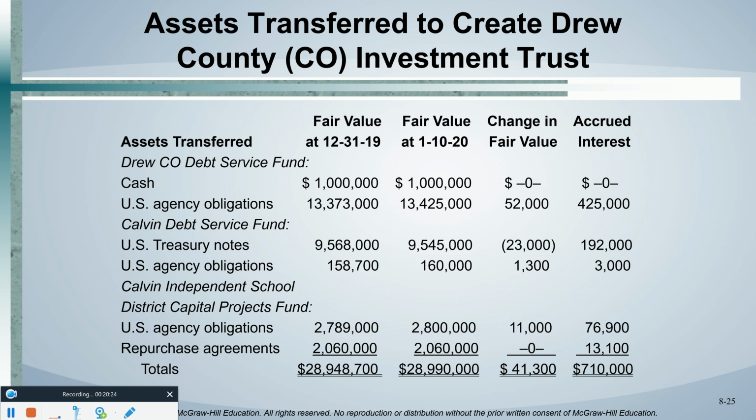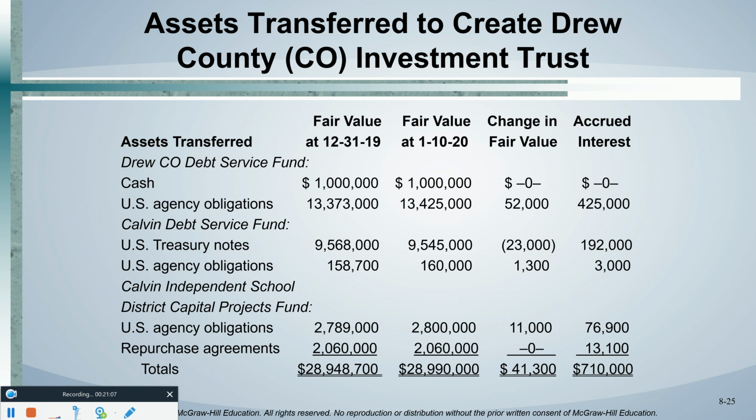Now let's get into some dollars, and hopefully you will understand the journal entries. So here we are. We can see January 10th, year 2020. There are 3 governments that get together and decide to pool their investments. We have the Drew County Debt Service Fund, the Town of Calvin Debt Service Fund, and the Town of Calvin Independent School District Capital Projects Fund. So we have these 3 governments getting together, and they all decided, let's pool our investments. They made this decision on January 10th, 2020.